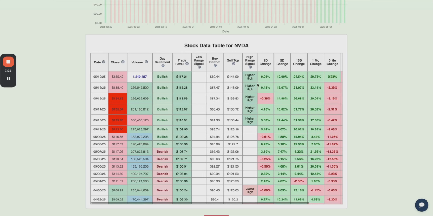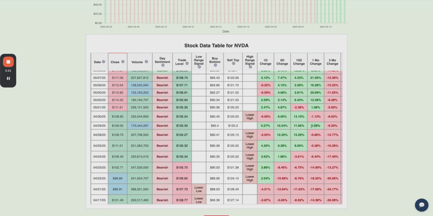I believe that NVIDIA's got the go because, again, I've got at least one signal here in the bullishness. I've got another signal here in the higher high. Then I've got another signal in terms of the 1 month having flipped positive, which you can see back here.